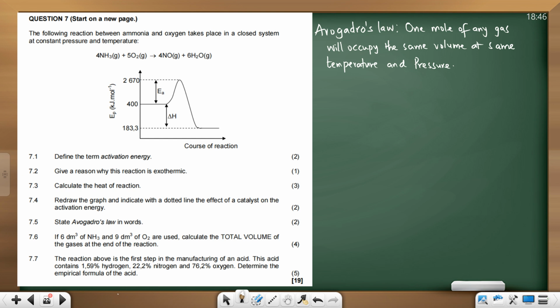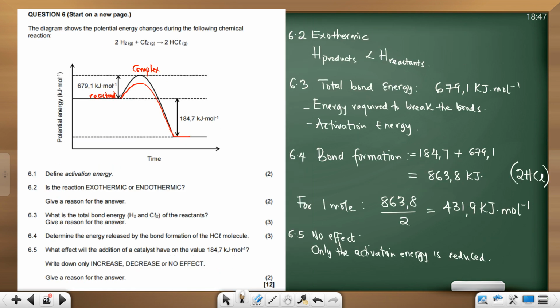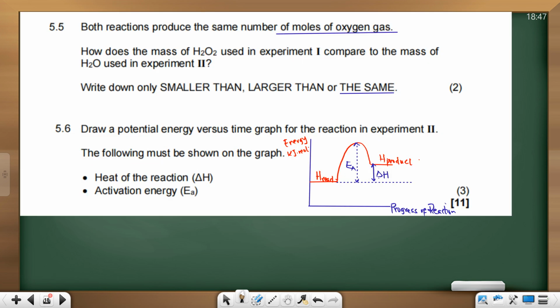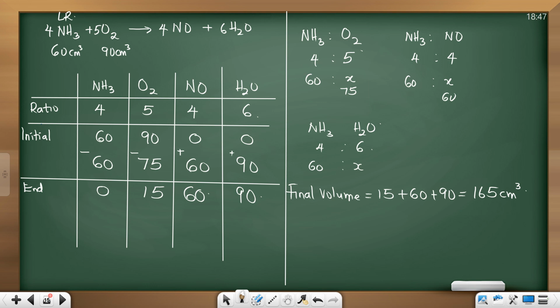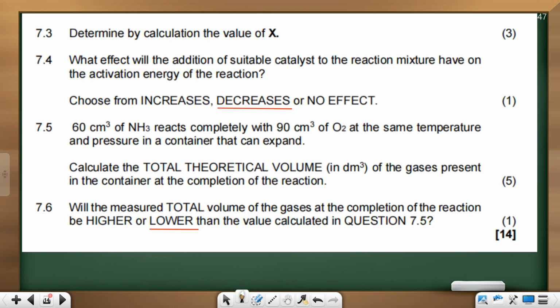Didn't I do this question? Okay, guys, I'm going to ask you to do this because I did something similar. Let me take you back. Let's go back to that question and then come back to this in case you didn't do it. The one that I used the table. In fact, it's exactly the same question. They only change the centimeters. 60 centimeter cube of ammonia reacts completely with 90 centimeter cube of oxygen at the same temperature. Calculate the total volume.